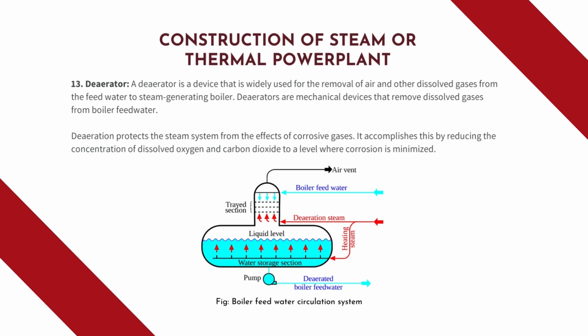The picture is shown here. A liquid completely fills the deaerator, and a mechanism is given to remove the dissolved gases in the water. The deaerator protects the steam system from the effect of corrosive gases. It accomplishes this by reducing the concentration of dissolved oxygen and carbon dioxide to a level where corrosion is minimized.